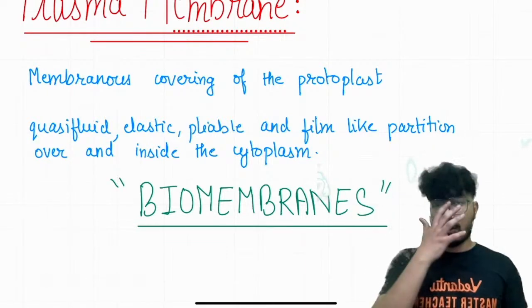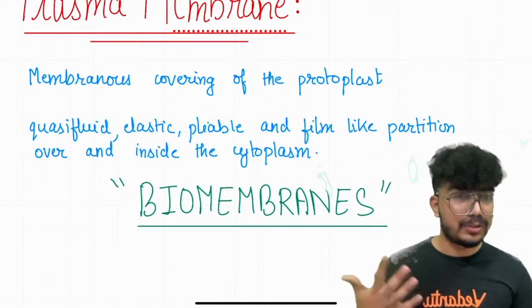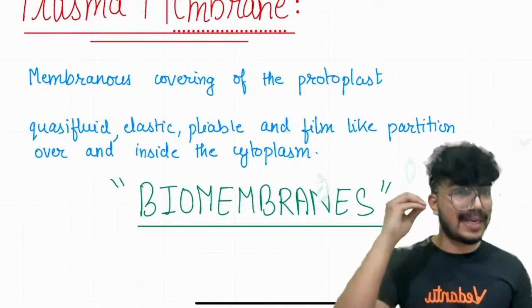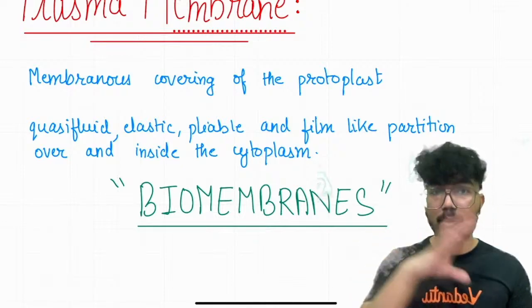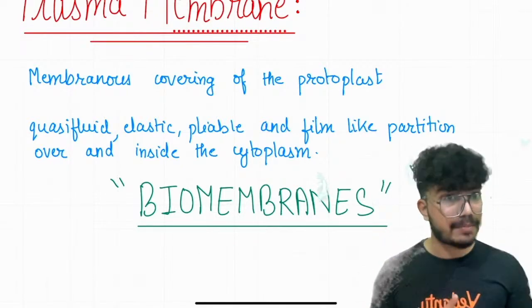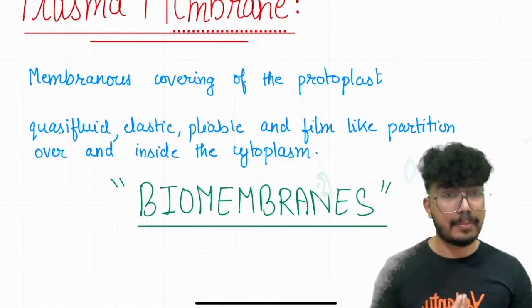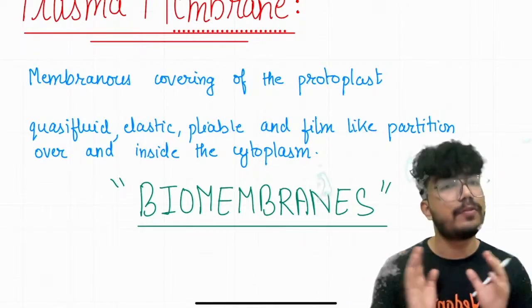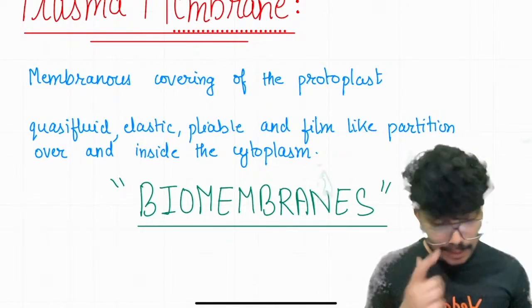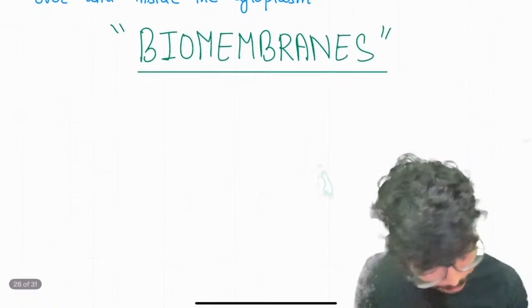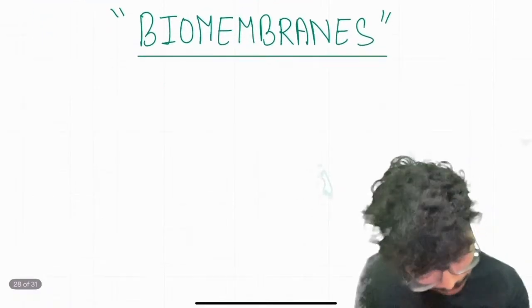Correct? Now, I have written some very fancy words over the screen, right? Quasi-fluid, elastic, pliable, film-like partition. If you want to understand the meaning of these terms, we will have to look at the chemical composition of the plasma membrane first, right? And then I will tell you about the structure of the plasma membrane, and after that, all these terms will get crystal clear for you. Okay, so let's start with the chemical composition first. Right? So we are talking about the chemical composition.